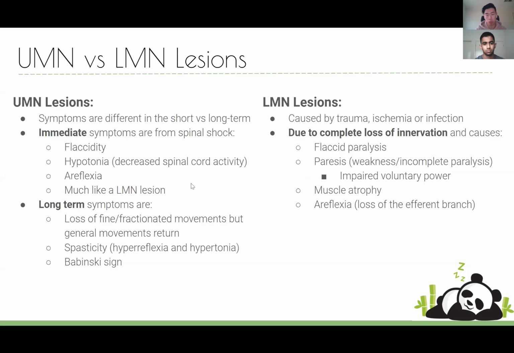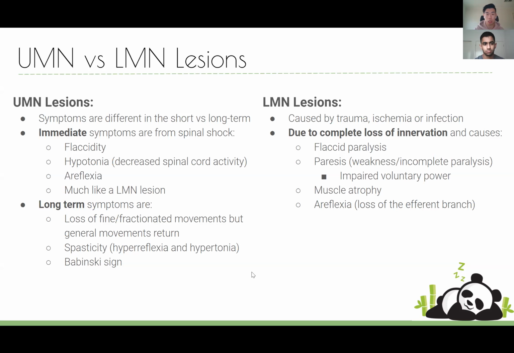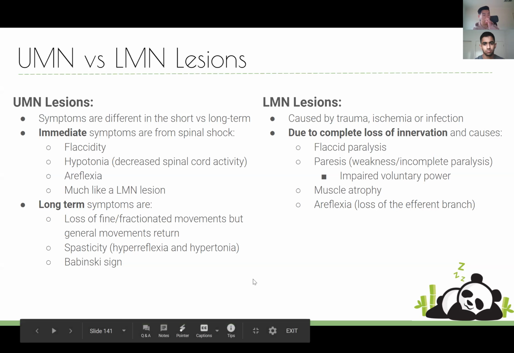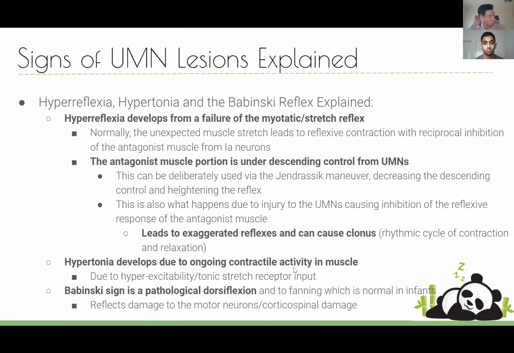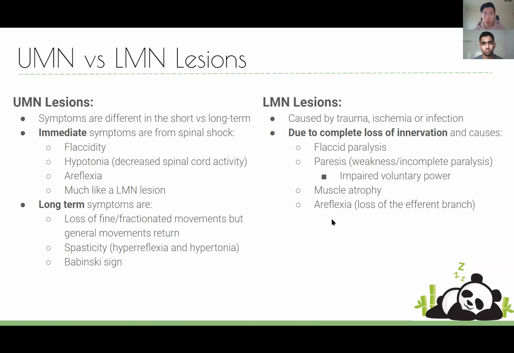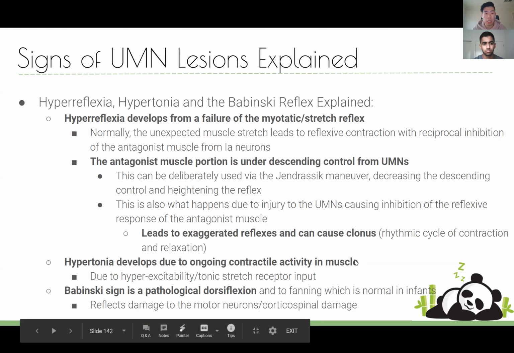This is from a spinal shock kind of concept. Long-term symptoms are the loss of fine movements, but general movements will return, but also an increase in spasticity, so hyperreflexia and hypertonia, as well as the Babinski sign. And these two we'll talk about in a little more detail in terms of why that happens with an upper motor neuron lesion, so a lesion in your brain or your spinal cord. But this differential is very, very important to make sure you get. Associated with this are also fasciculations as well.